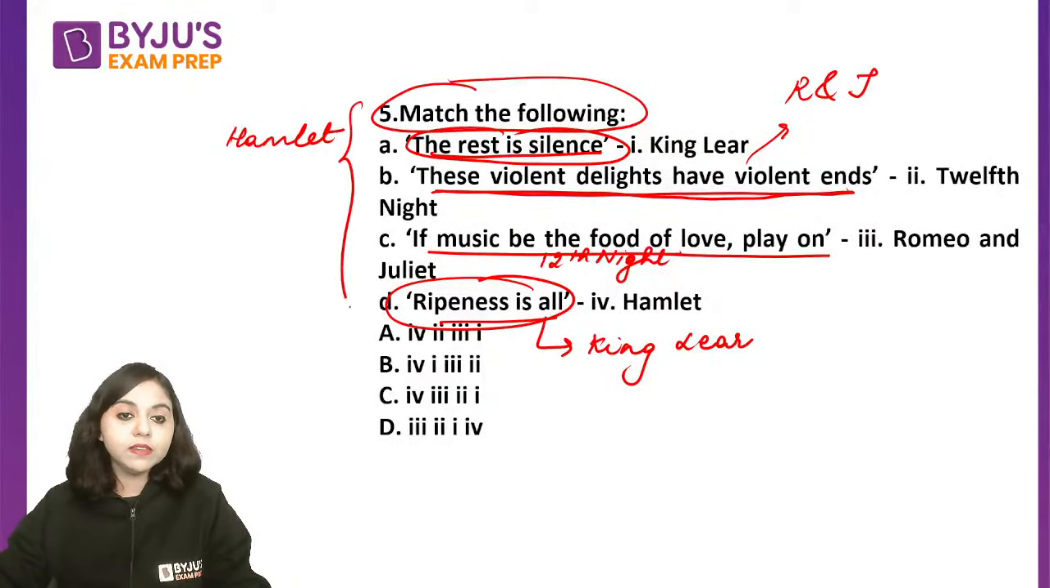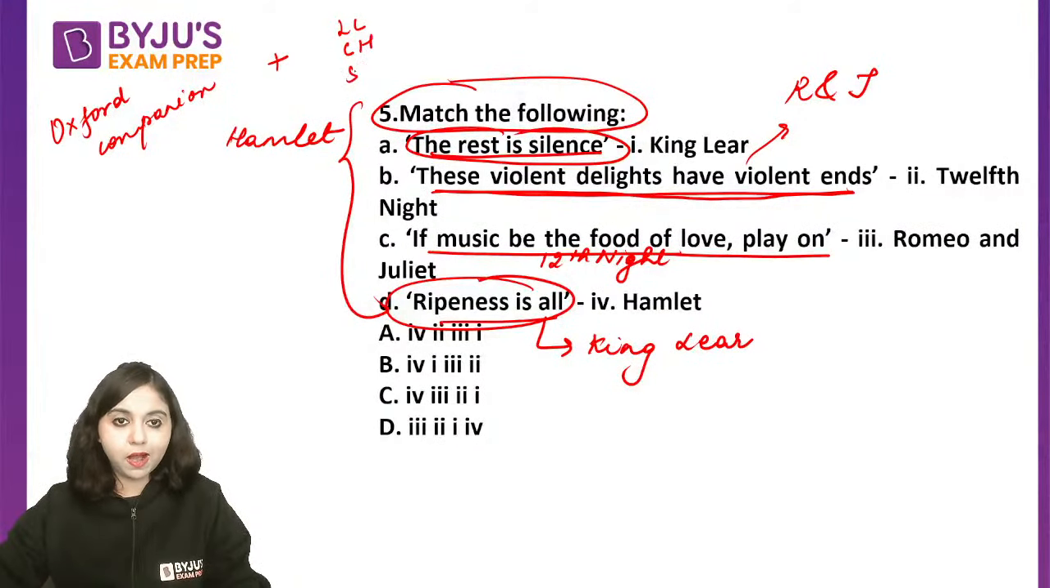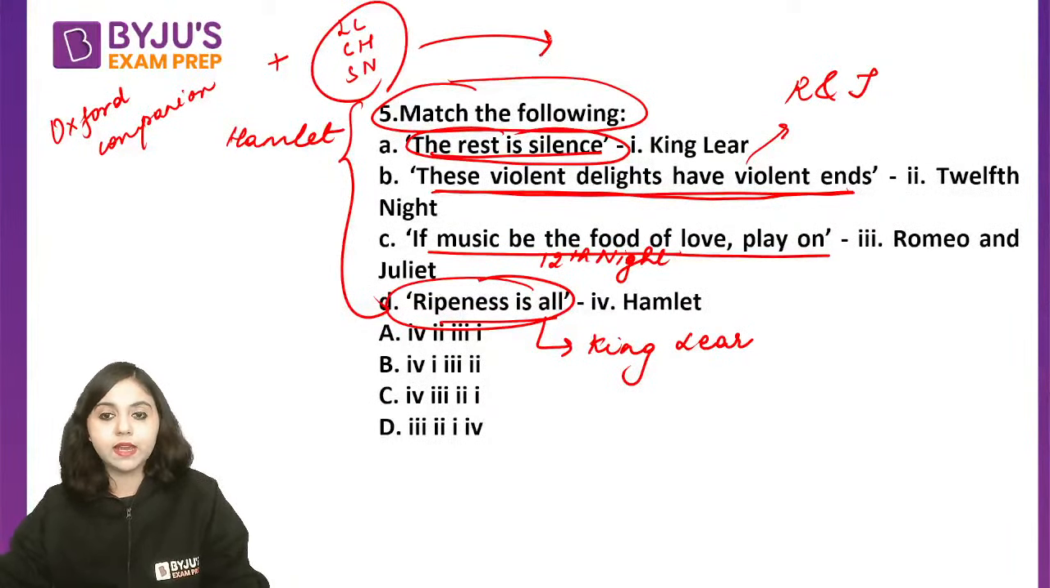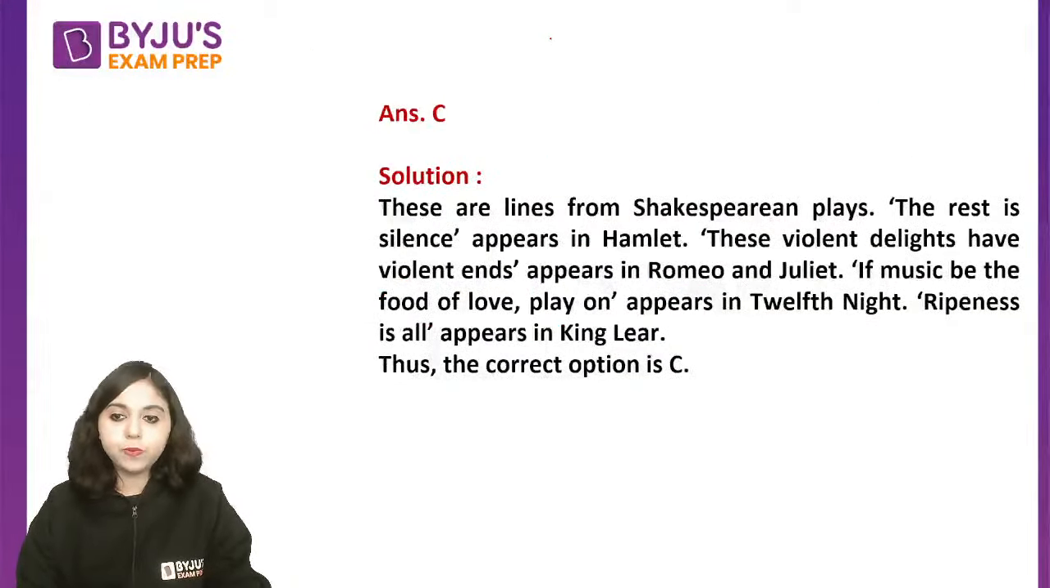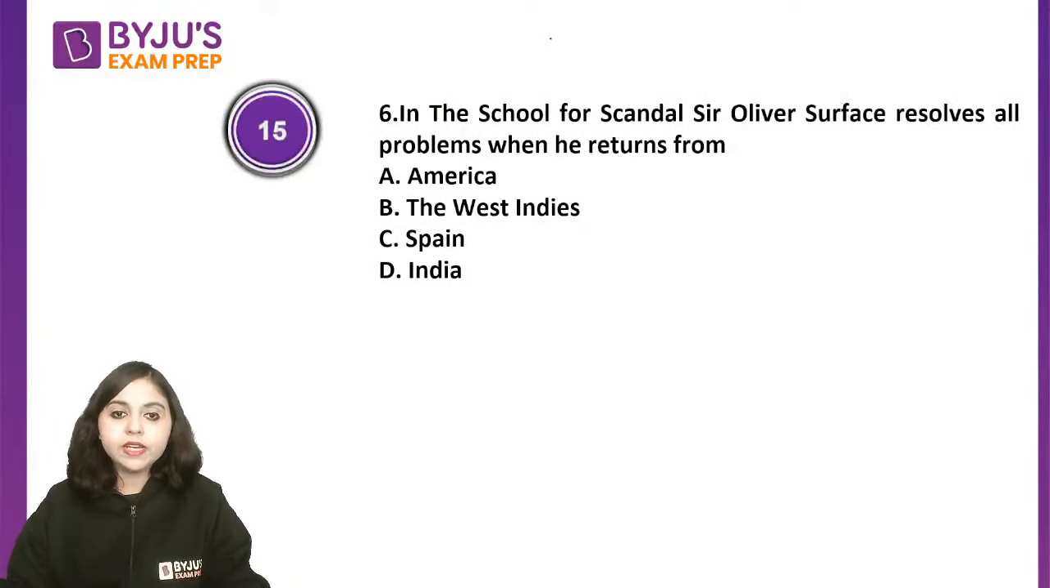Even if you've not done these plays, just look at your Oxford Companion right now. And if possible, a little bit of Lit Charts or Course Hero or SparkNotes on these plays: Hamlet, King Lear, Twelfth Night, Romeo and Juliet. Okay, so please remember that.